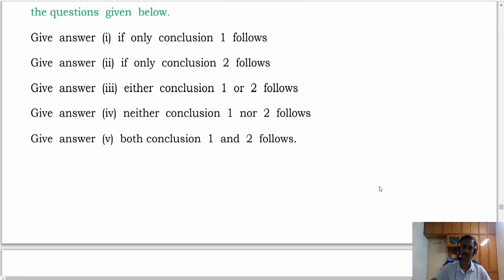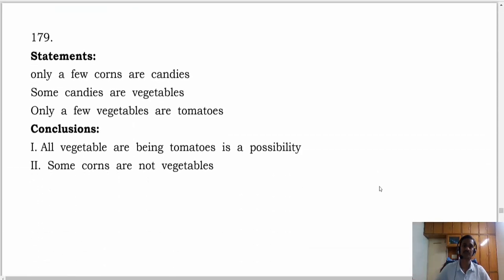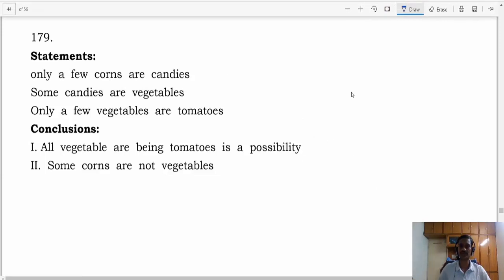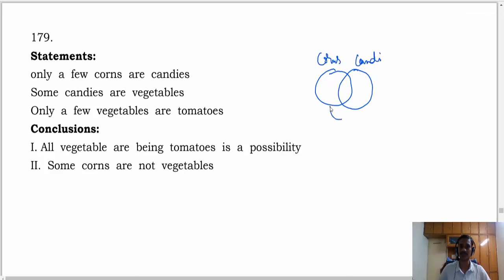Syllogisms. The choices are: follows 1, follows 2, either, neither, both. Only few cons are candies. Few cons are candies. Only some cons are candies, not all.